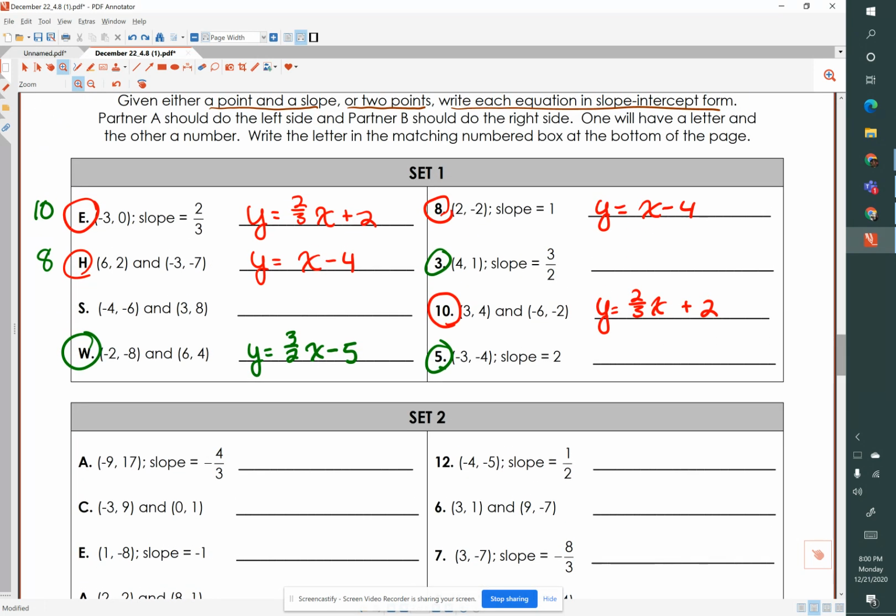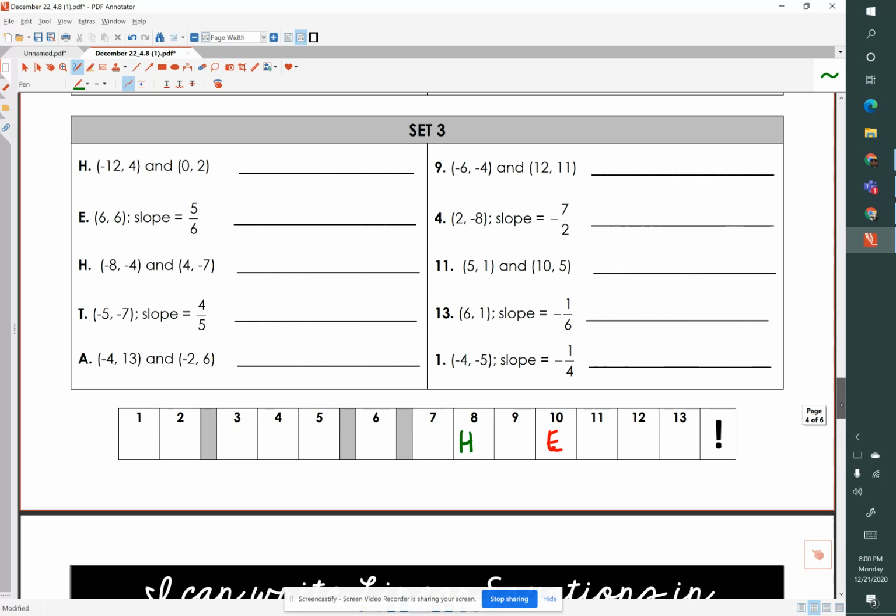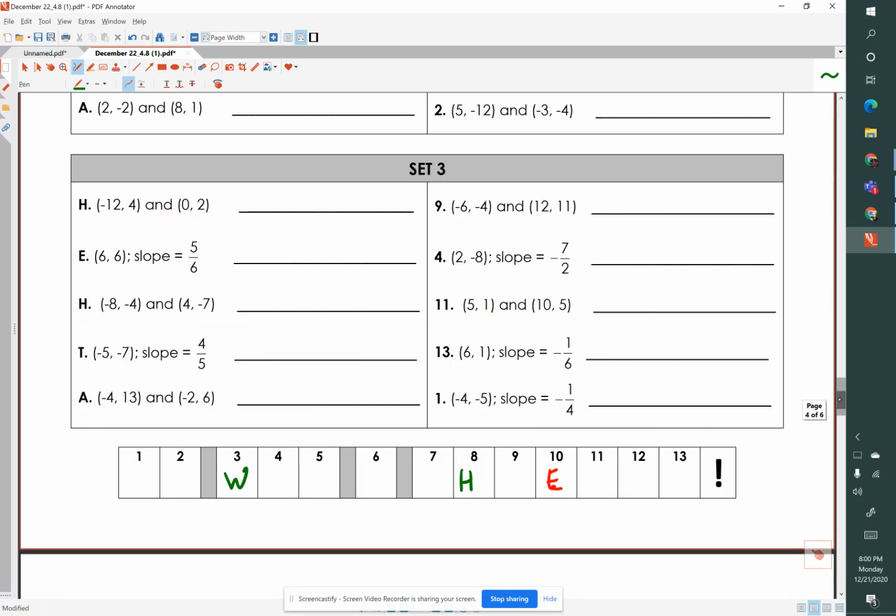Okay, so I ended up with y equals 3 over 2 x minus 5. Well, look here. 3 and W go together. Okay, filling out that riddle.